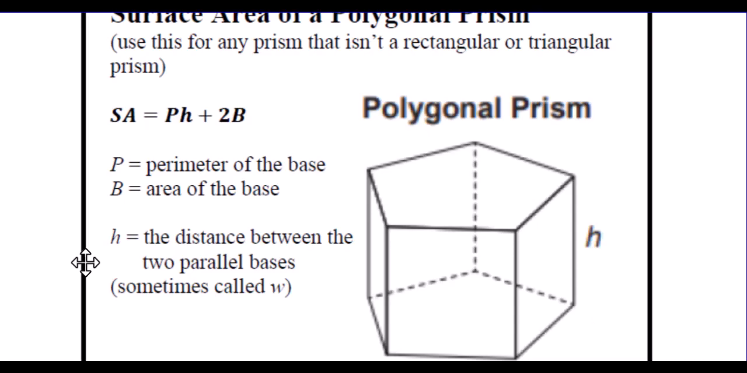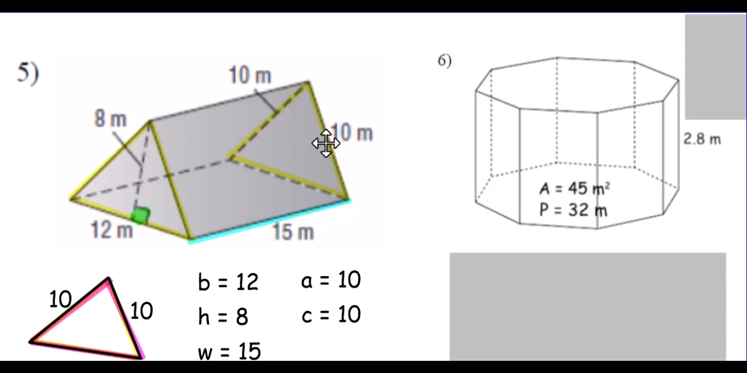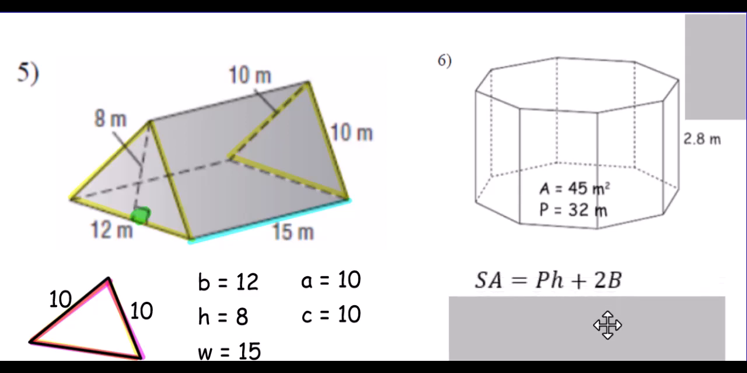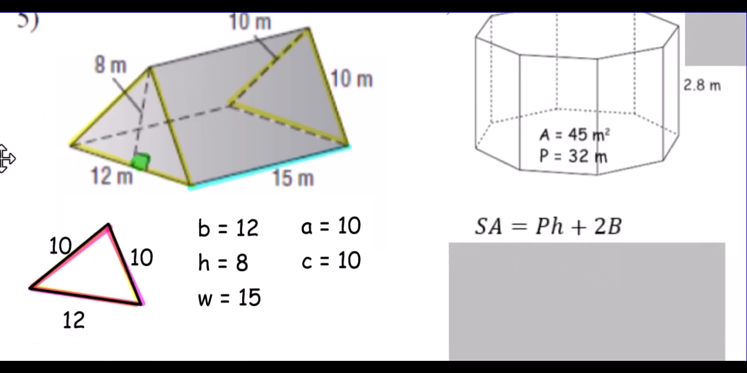Not that you couldn't figure those out depending on what shape our base is, but we don't know how to find the area of a pentagon or an octagon or anything like that at this point. So let's go back here to question number 6. And we're going to use, since it's a polygonal prism, specifically an octagonal prism here, pH plus 2 times capital B.